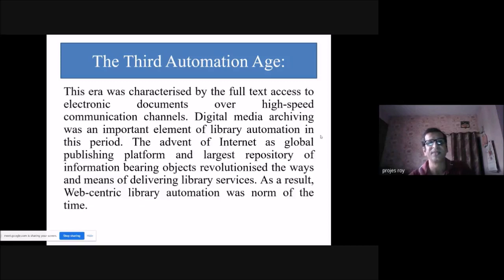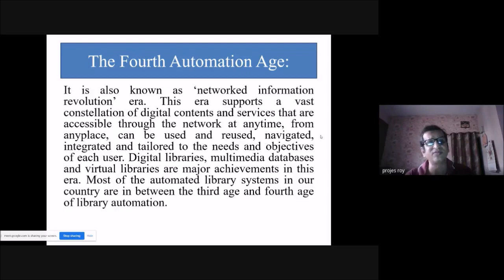Then the third automation era was characterized by full text access to electronic documents over high-speed communication channels. For almost the last 20 years, since the 1990s, I have seen the gradual development of this era. It's a full text era. People used to get books on their computer. In the fourth automation age, there is also the network information revolution era. It's not restricted. It's the concept of digital libraries, multimedia databases, virtual libraries, the major achievements of this era. Most automated library systems in your country are between the third and fourth age of library automation, but yes, some libraries are in the fourth age.